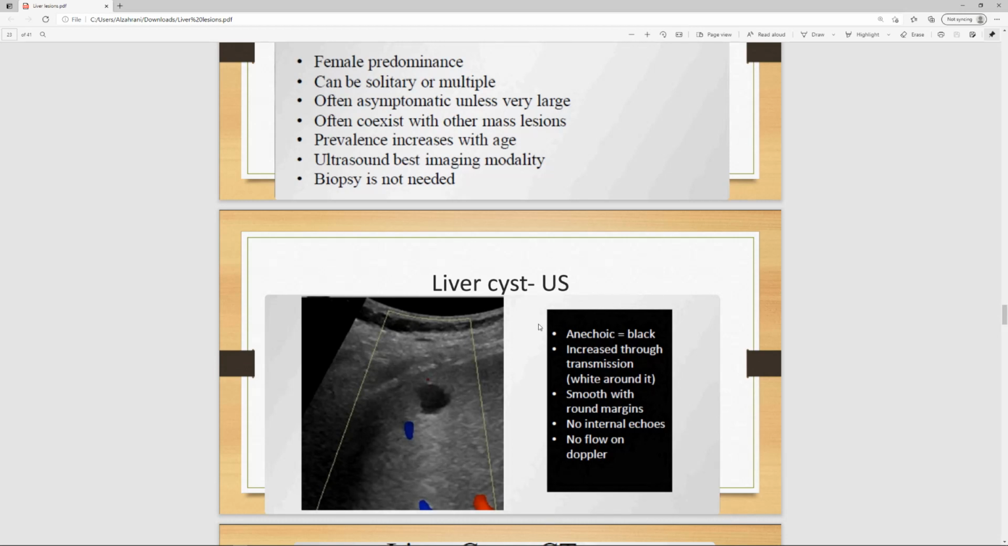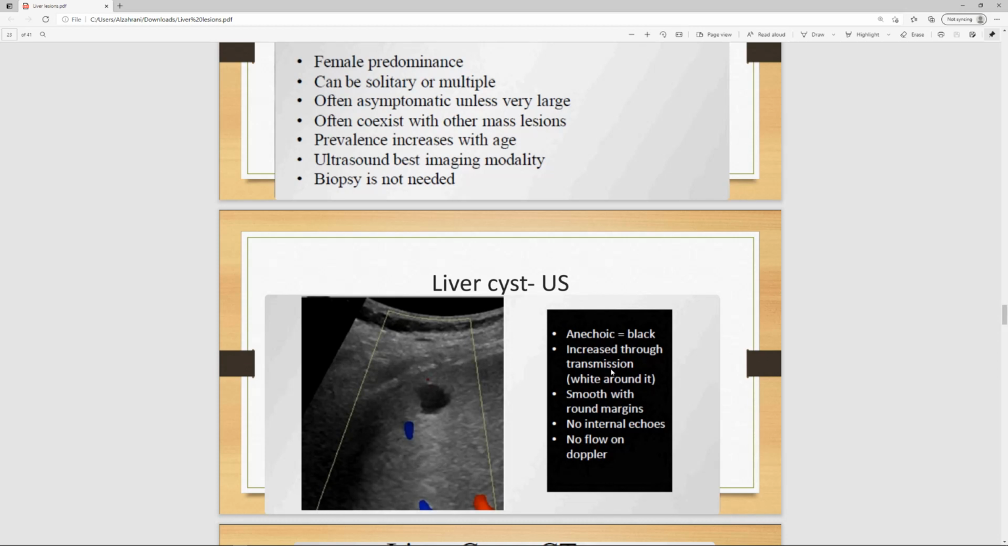Now let's see the liver cyst on ultrasound. Here is the liver cyst. قبل شوي قلنا انها filled with fluid، صح؟ زي ما مكتوب فوق. طيب دامها fluid معناتها anechoic. It is black. الفلويد ما يبان في الالتراساوند.